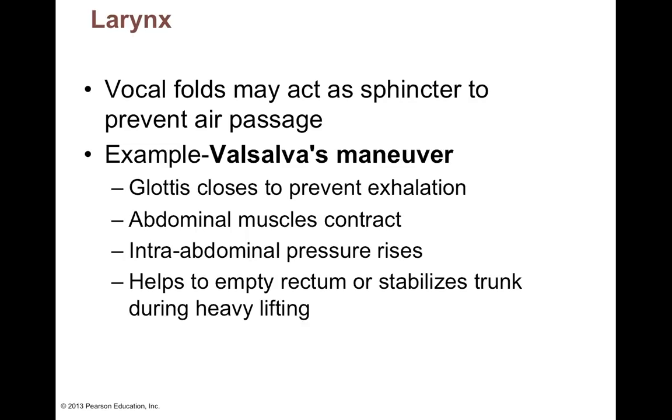So, how does that help with urinating or defecating? Well, when you do Valsalva's maneuver, you're contracting the abdominal muscles. So abdominal wall muscles contract. And that would normally help to force air out of the lungs. But if you close off the opening for air to leave, then you're preventing the air from escaping. So all you're doing now is causing pressure to rise in your abdominal cavity.